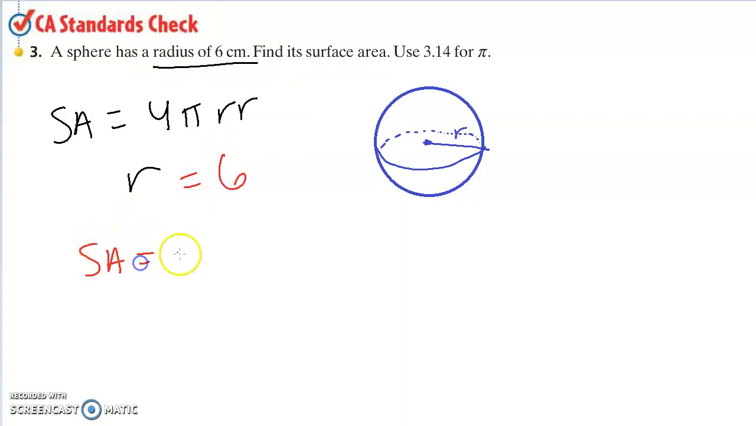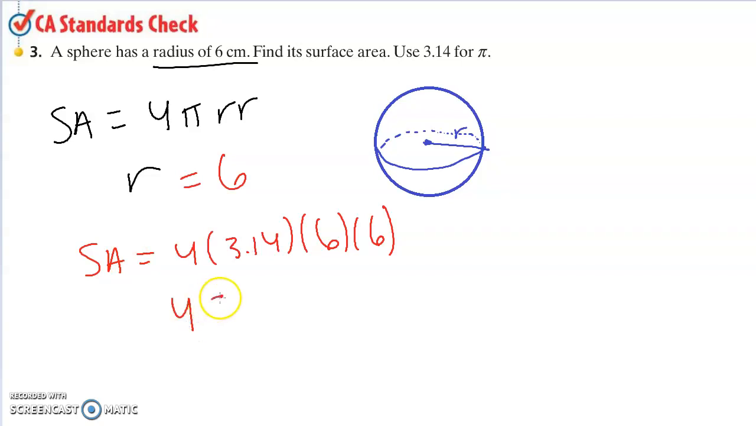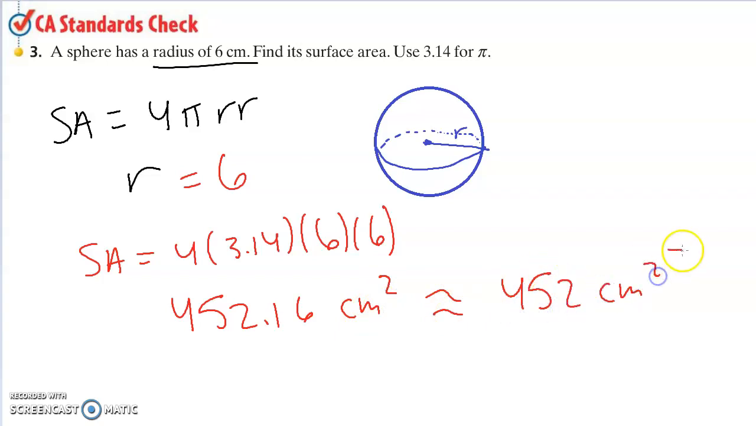The surface area is equal to 4 times 3.14 times 6 times 6. If we multiply all of these together, 4 times 3.14 times 6 times 6, I'm going to get 452.16 centimeters squared, which is approximately 452 centimeters squared, because we're talking about surface area, and area is square area.